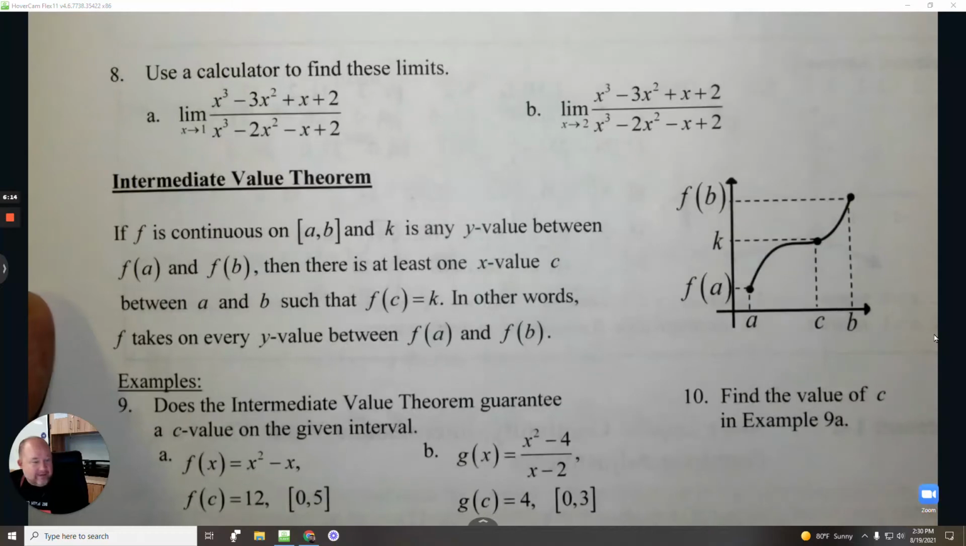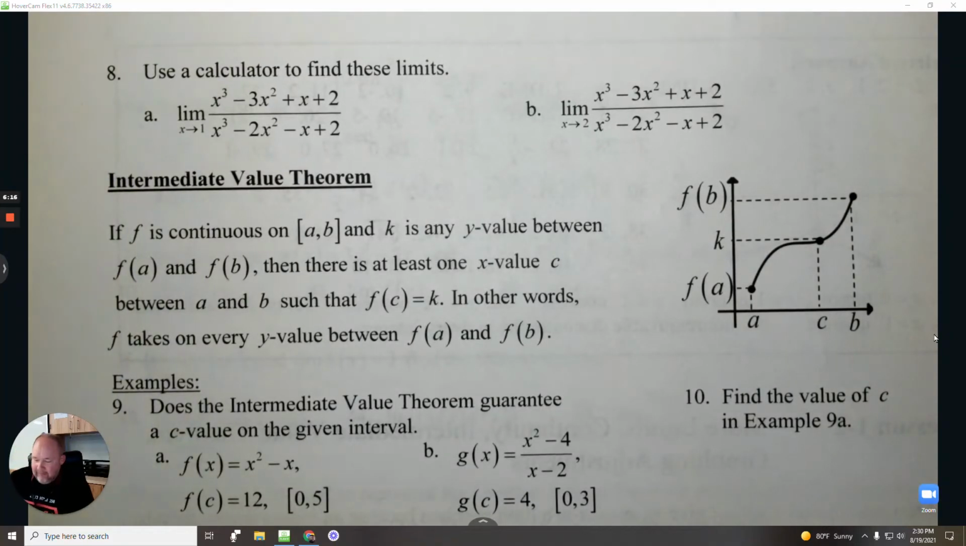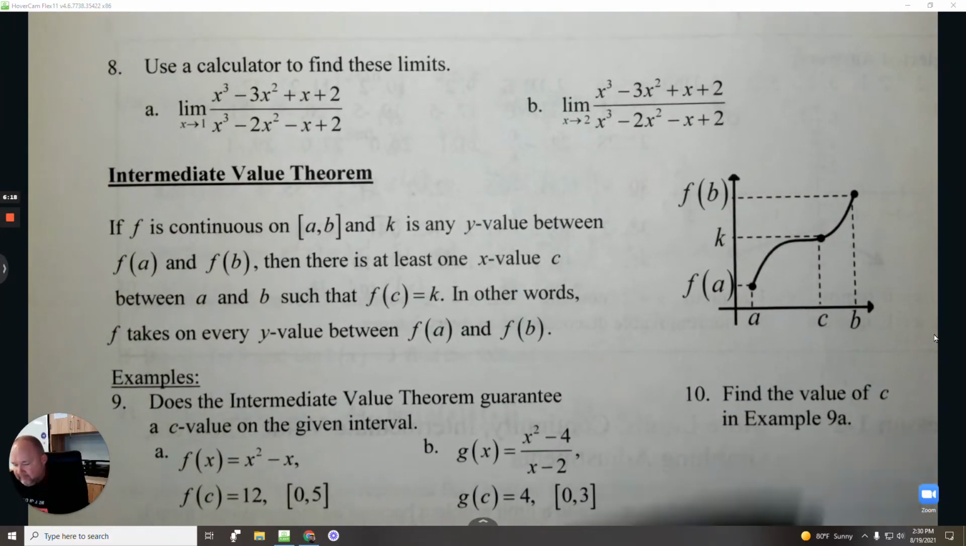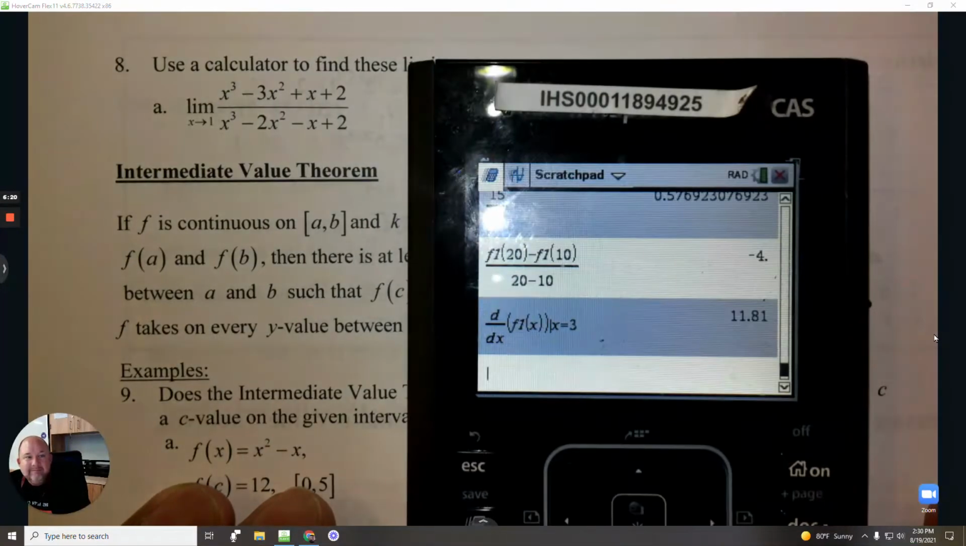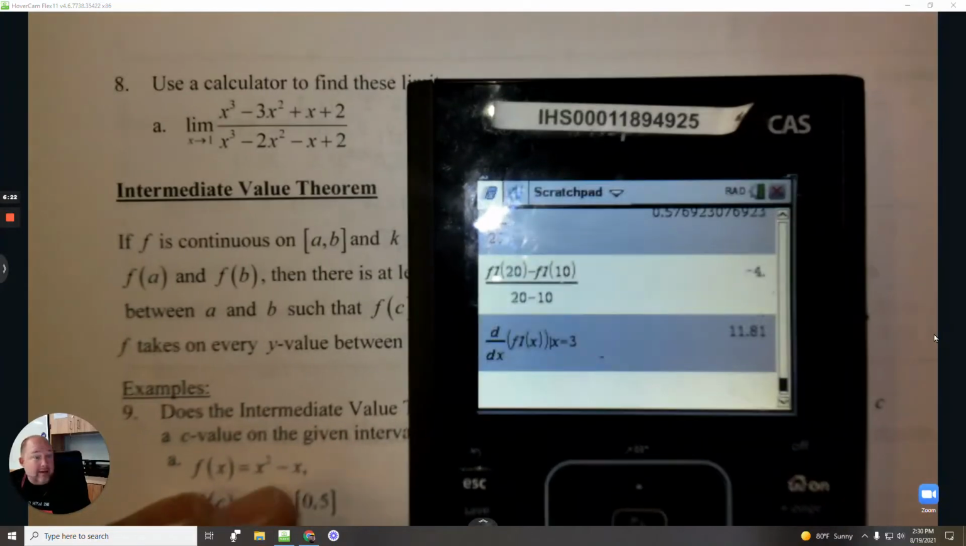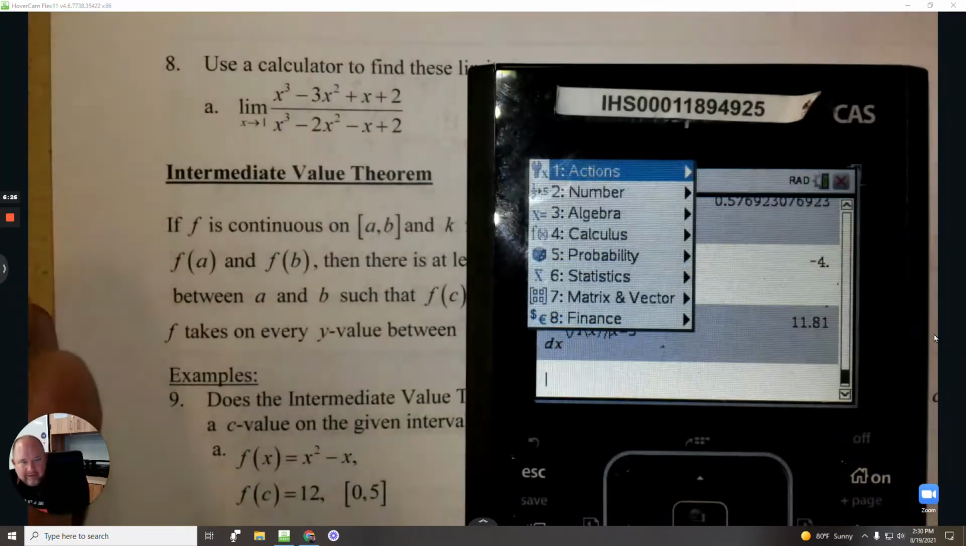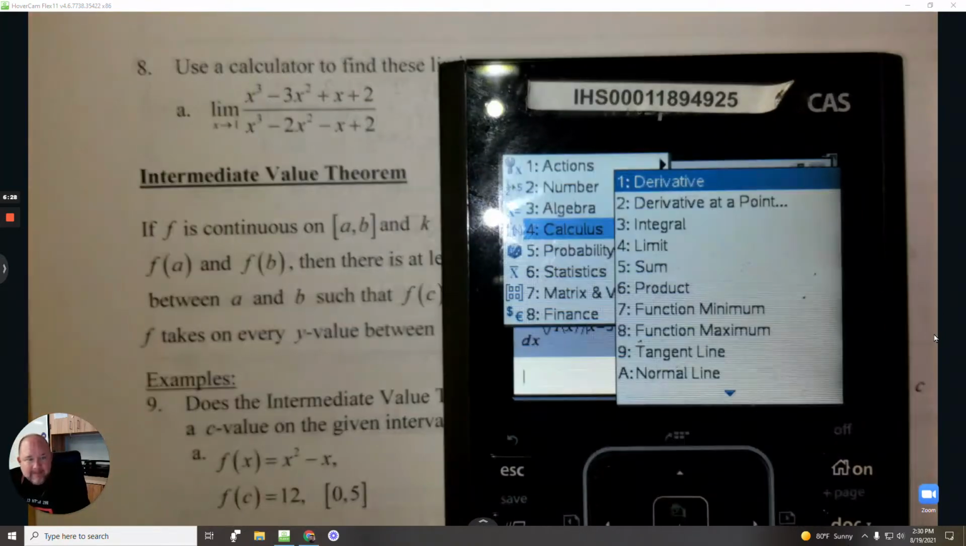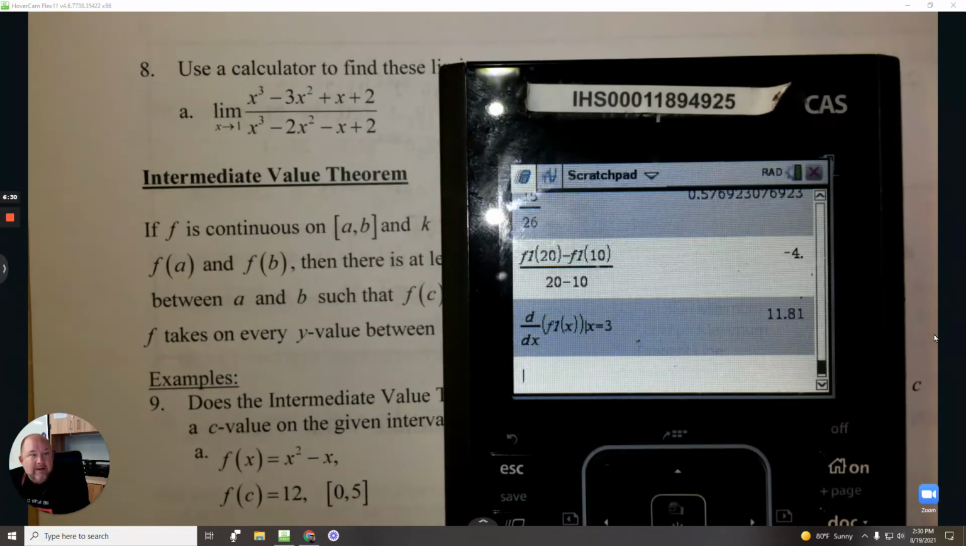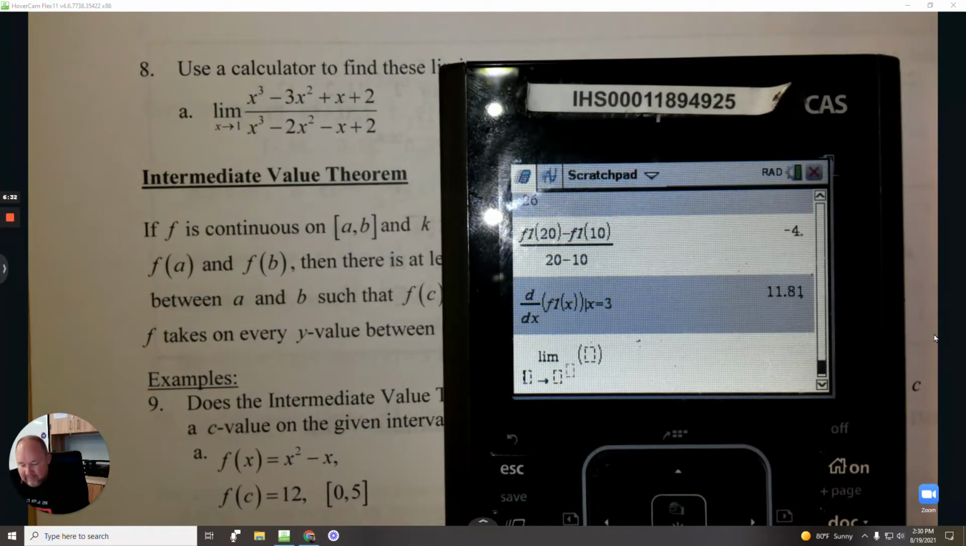Number 8, use a calculator. So let's get our calculator out. Use a calculator to find the limit. For this calculator, it's really easy. So we press menu, and then we press calculus, and then press limit. And then we type it in. We can do that. So type in as x approaches 1.